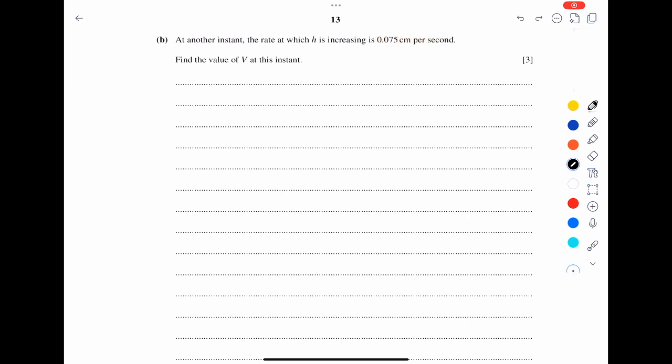Key points to focus on here: 1. Rate. And 2. h is increasing. What does this tell us? Well, what it tells us is that dH/dt is equal to 0.075 centimeters per second. Okay, so we're given dH/dt, and now we're told to find V at this instant.